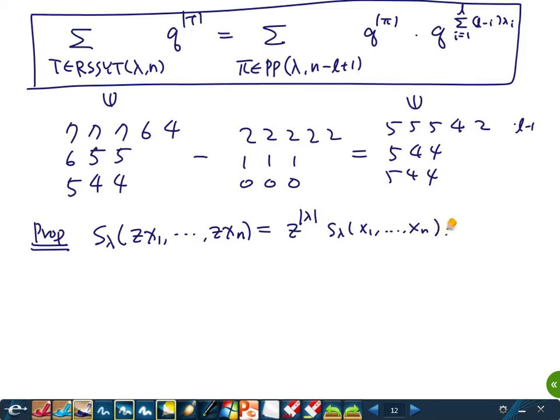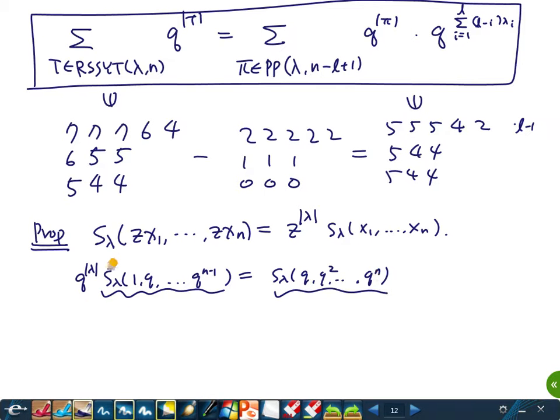This is quite easy to see if you consider the combinatorial description of this. Because everything must have z, that means z will appear this many times. So this is quite easy. So S lambda 1, q, ..., q^{n-1}, there is a very simple relation between this and this. This is just equal to this. So this and this are really the same up to just a factor. So we will look at this.